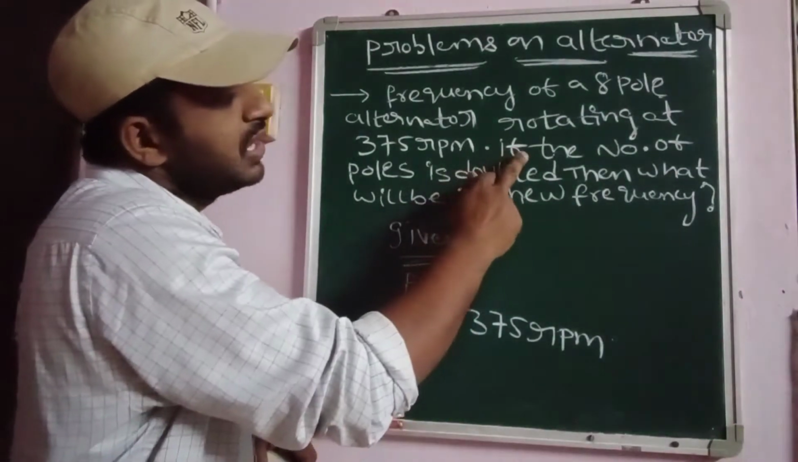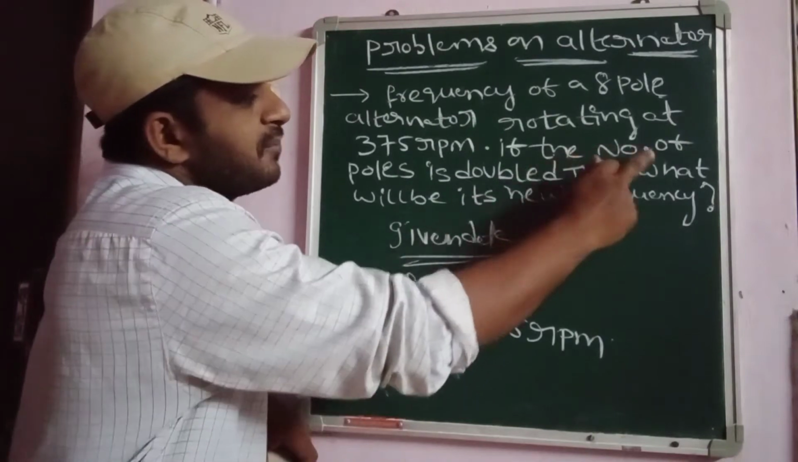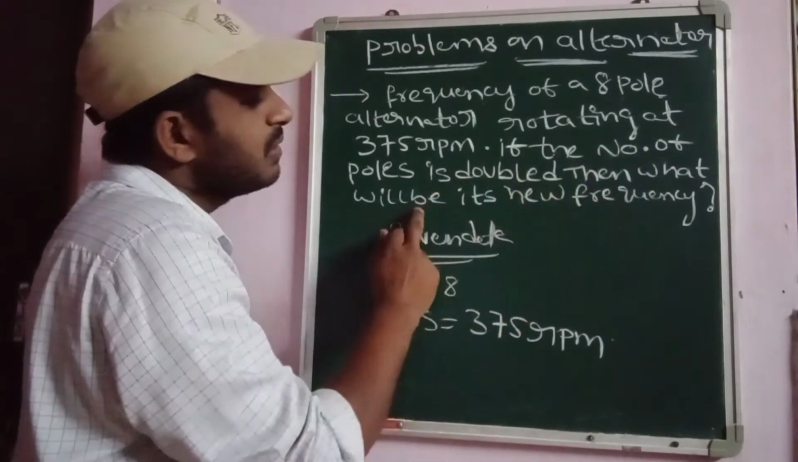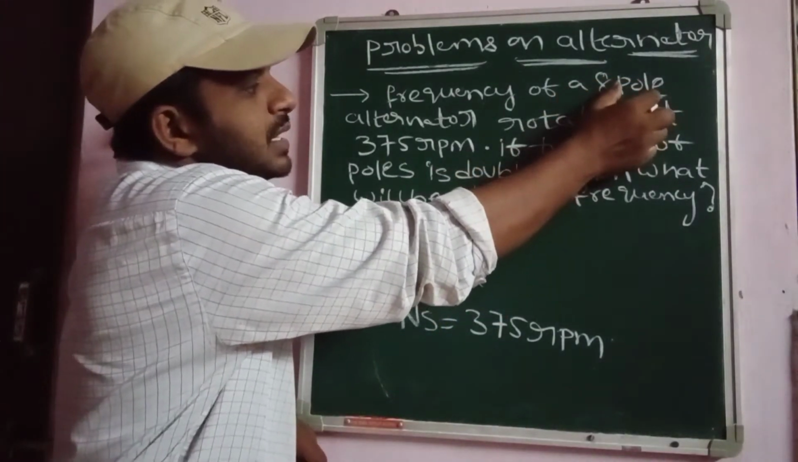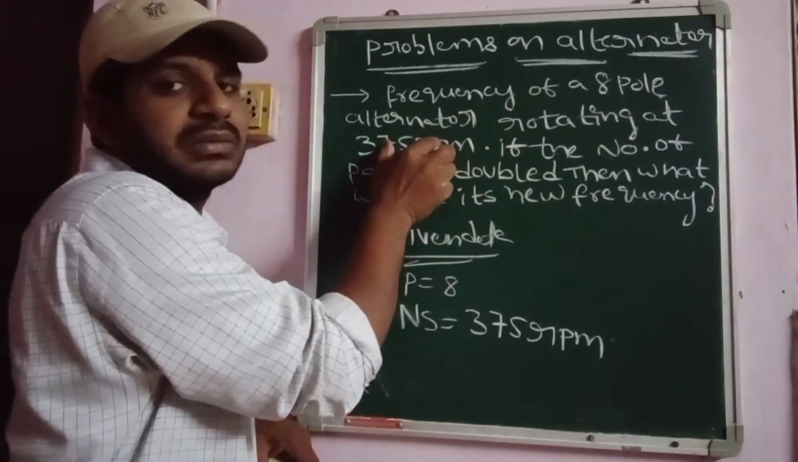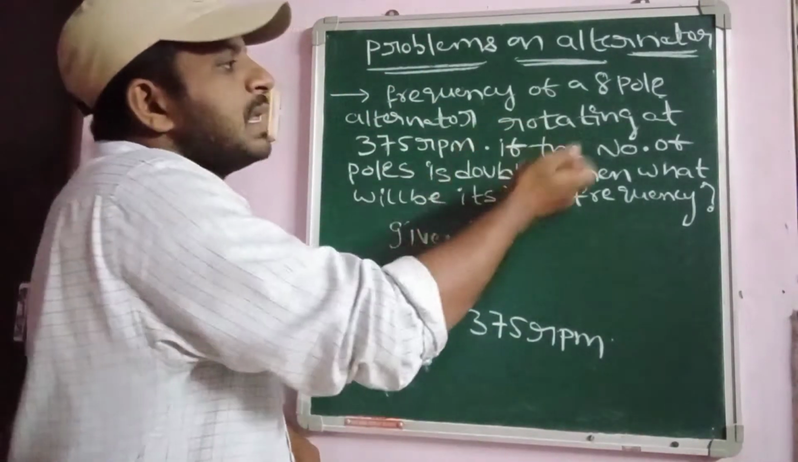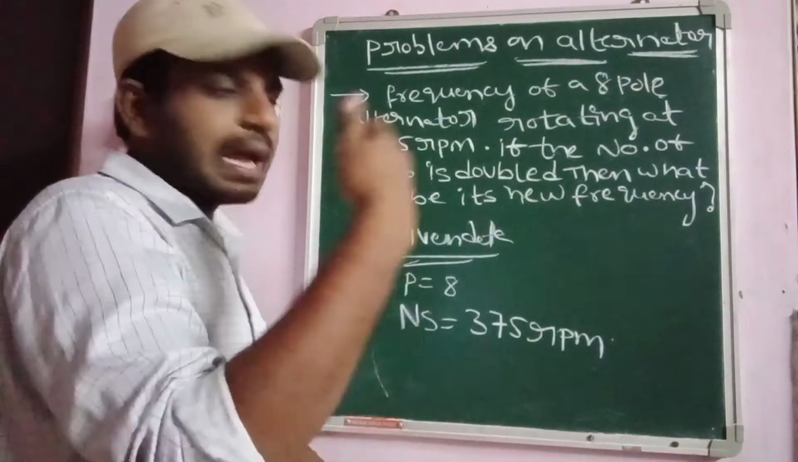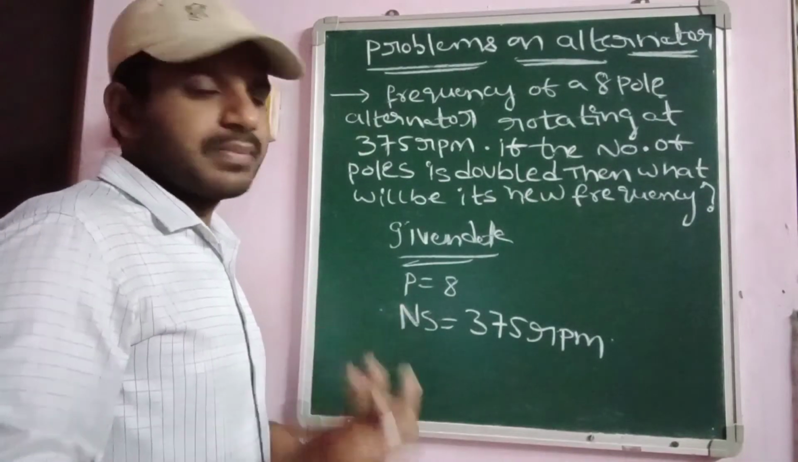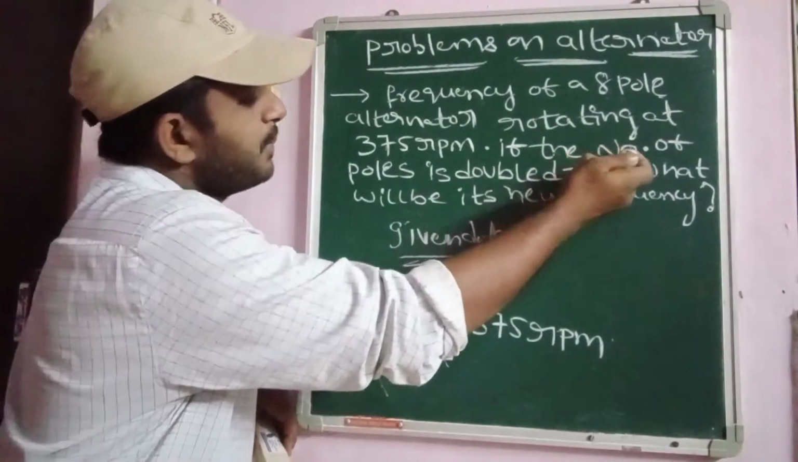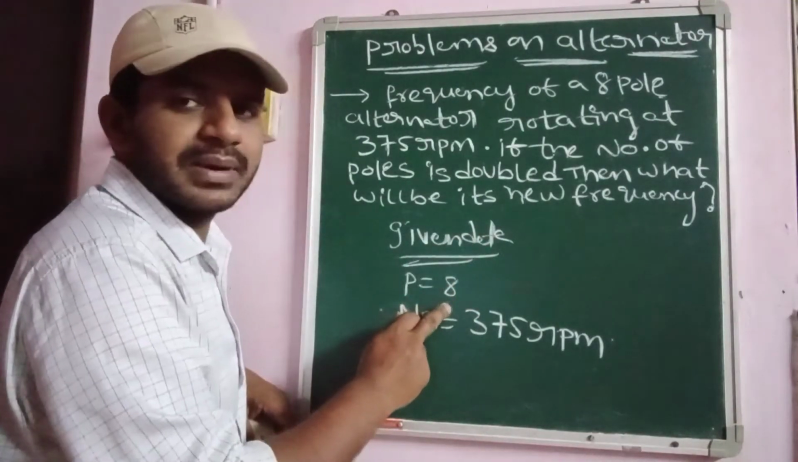And if the number of poles is doubled, then what will be its new frequency? Basically, the 8 pole alternator rotates at 375 rpm. For example, if the given poles are doubled, then they have asked what the new frequency is, how much. If the number of poles is doubled, basically poles are given as 8 here.